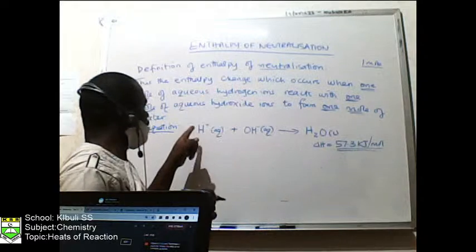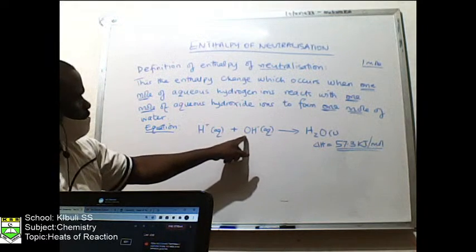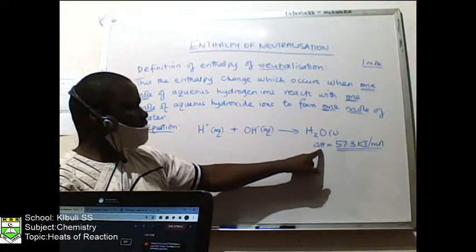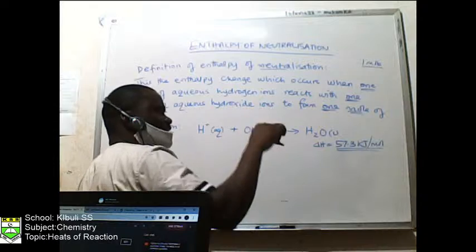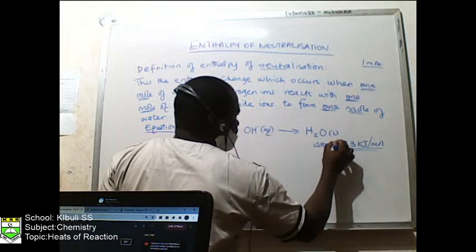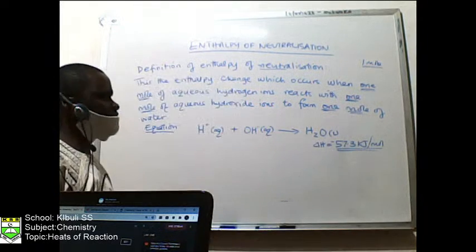So if 2 moles of hydrogen ions react with 2 moles of hydroxide ions, the delta H, the enthalpy change, will be twice. Now, since energy is given out, this is an exothermic process, and therefore it should carry a negative sign.